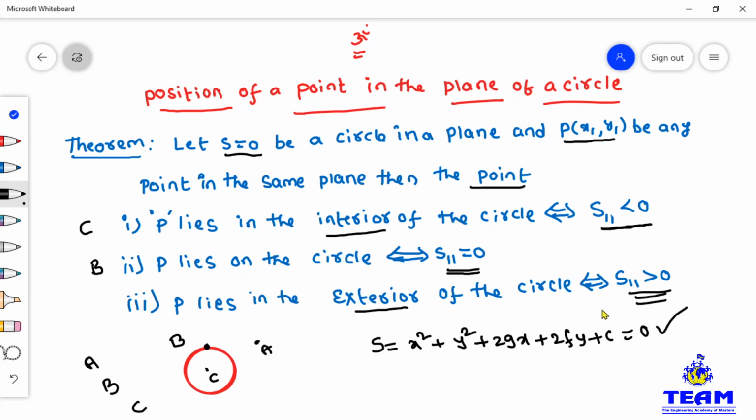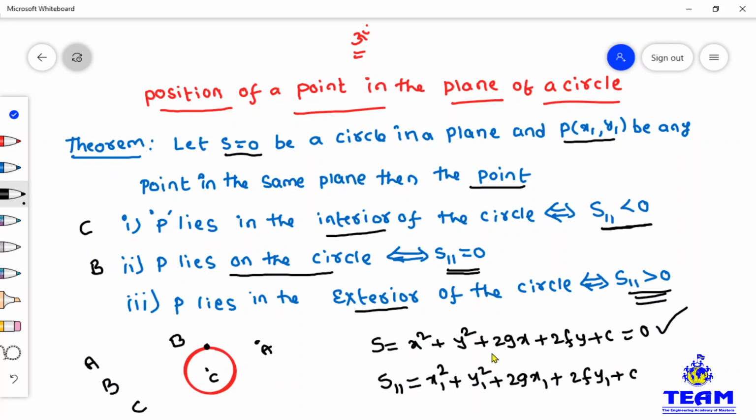Okay, friends. So based on S11, we can say the point is interior, on the circle, or exterior of the circle. So what is S11? We know only S = 0. Then what is S11? Friends, S11 is obtained by substituting x1, y1 in place of x, y. That gives x1² + y1² + 2g x1 + 2f y1 + c. Generally we need to verify S11.